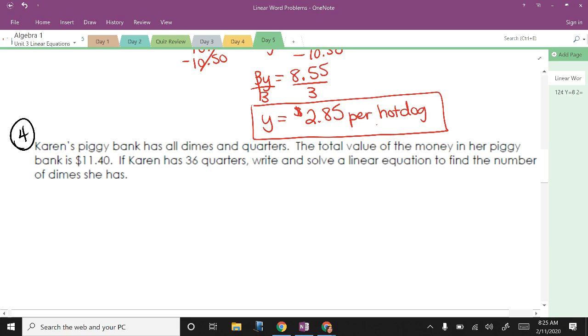Karen's piggy bank only has dimes and quarters. Okay. We have a piggy bank. It only has dimes and quarters. That's my kind of piggy bank right there if I'm having coins, right?